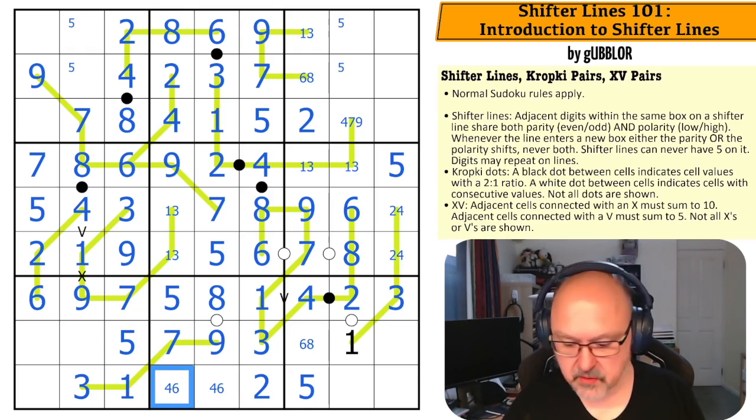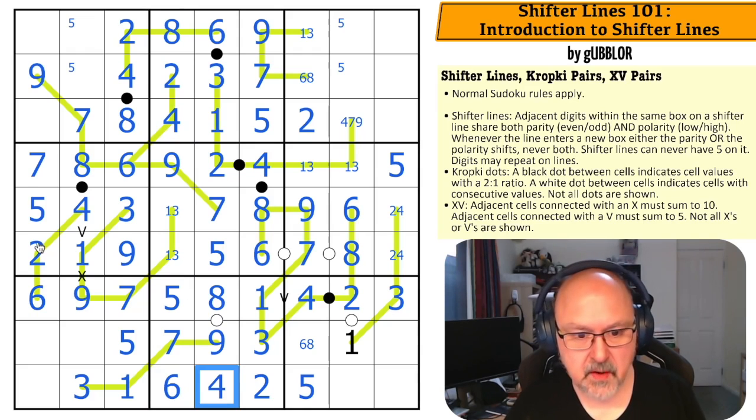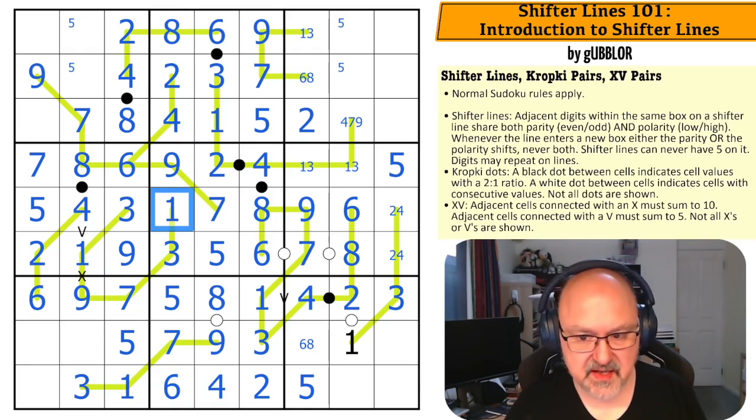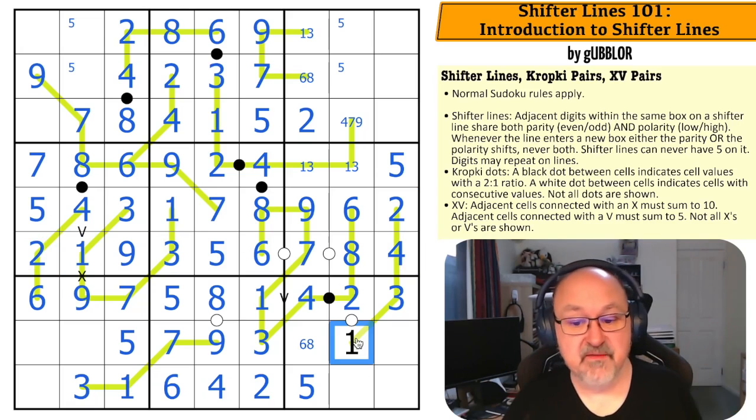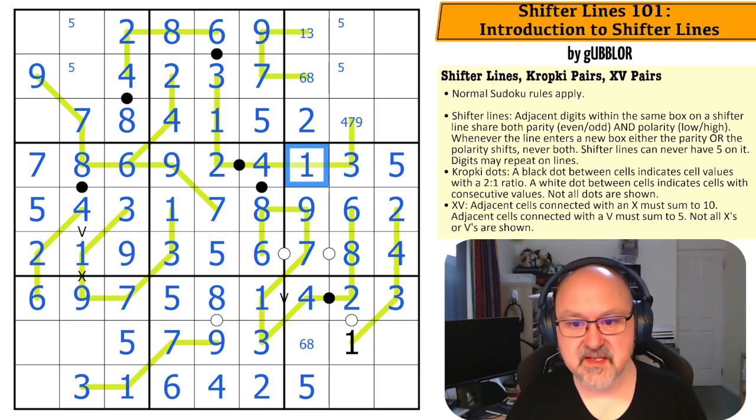I'll use that 4 to look down, making that 6 and that the 4. This 1, of course, looks across making that the 3 and that the 1. This 2 looks across making this the 4 and this the 2. This invisible 1 looked up making this the 3 and this the 1.